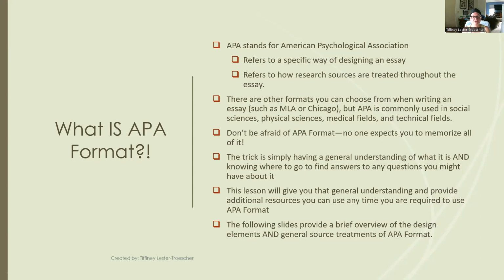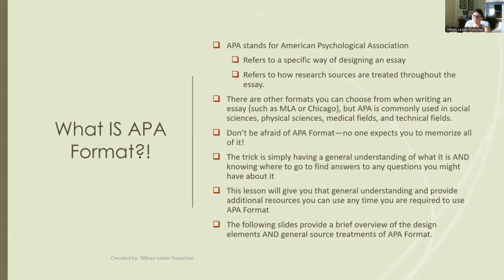APA format is commonly used in social sciences, physical sciences, medical fields, and technical fields. And one big reason for that is because of how the sources are cited in the essay. You'll hear me say this again more than likely, but if you've ever been reading a research paper or an article and they have clearly quoted a source or used information from a source, and then you see the parentheses right afterwards, it will often have someone's last name and a comma and then a year.